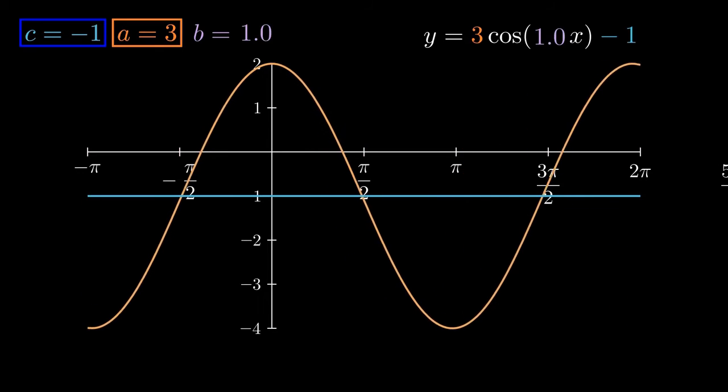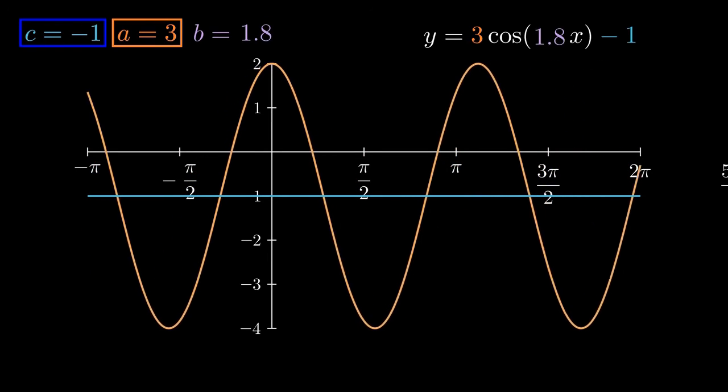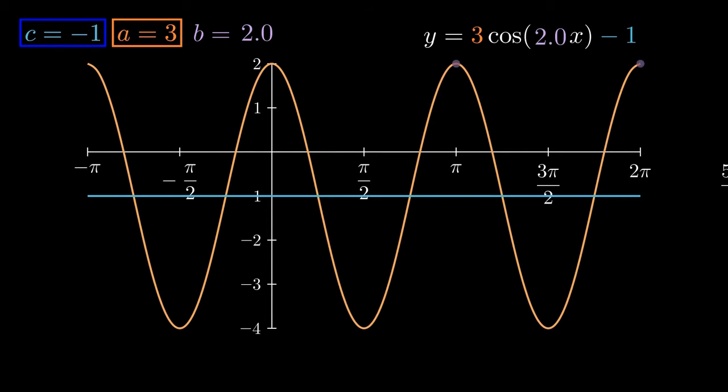In our function, stretching out, coming back, our function completes 2 cycles within 2 pi. So the B is 2.